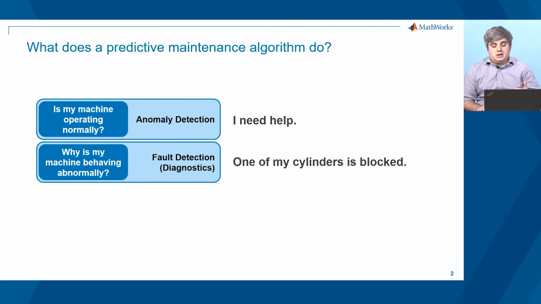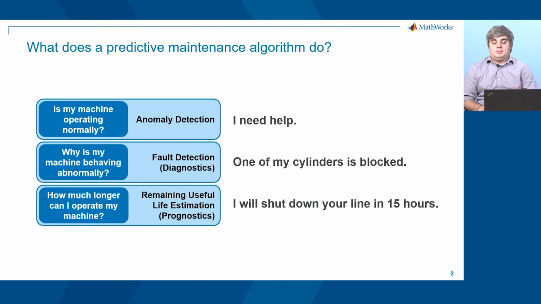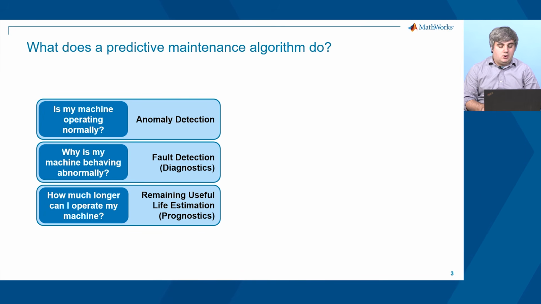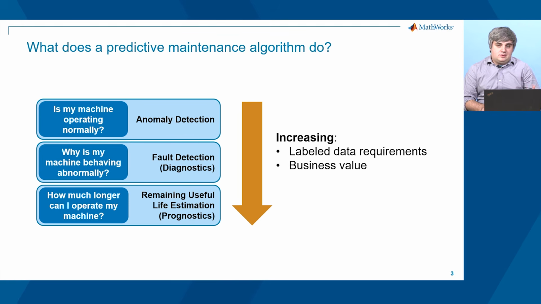And that's where we start moving into sort of deeper predictive maintenance algorithms like diagnostics, where we can ask, okay, it's not working, why? Now, this is still just in the current state of things, so there's no predictive power here. But that's when we get into prognostics, or more specifically, remaining useful life estimation, where we can say, this thing will probably fail within this time frame. Now, as we move down this list, we get increasing value from it.